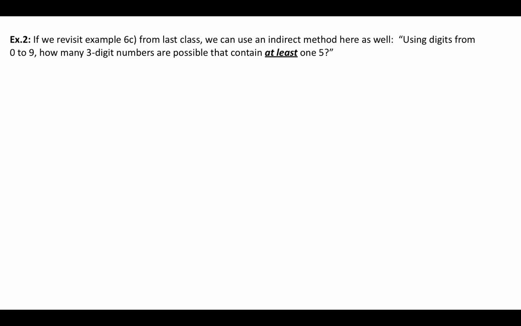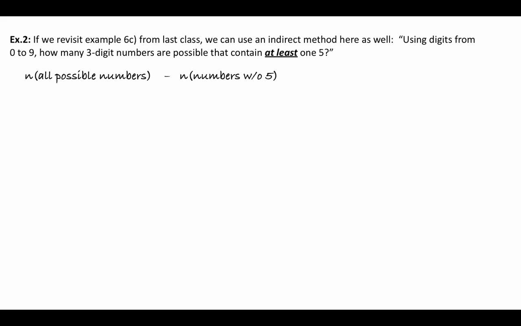So if we revisit example 6C from last class, that was the one where we were using all the digits from 0 to 9, how many 3-digit numbers have at least 1 5, and we showed you how to set up cases, 1 5, 2 5s, or all 3 5s. So that was a direct method where we said, we want at least 1 5, so we're going to find out how many ways you can get that. We can do it a little bit differently. If we take all the possible 3-digit numbers that we calculated, that could include repetition, and we subtract the number of ways that you could get a 3-digit number without any 5s, okay?